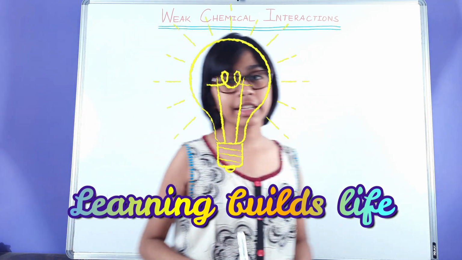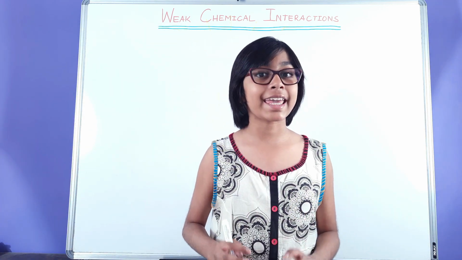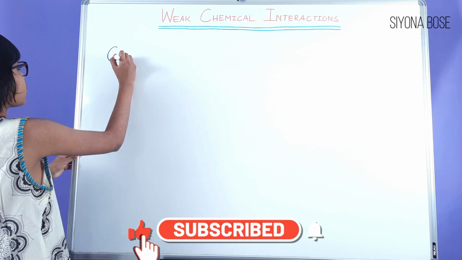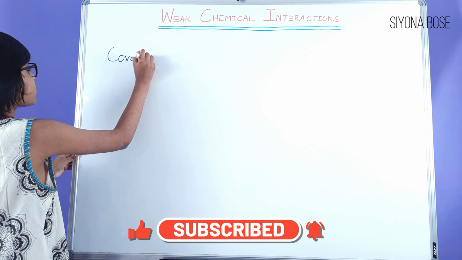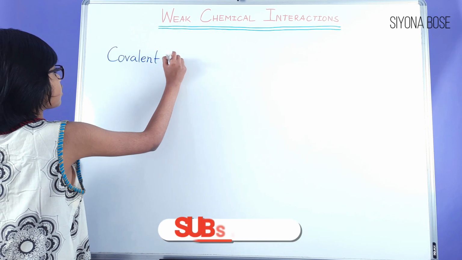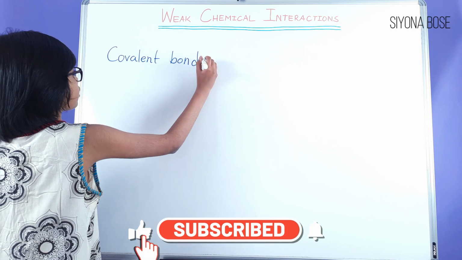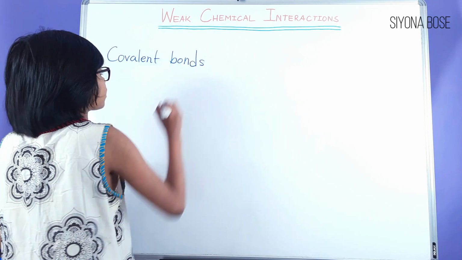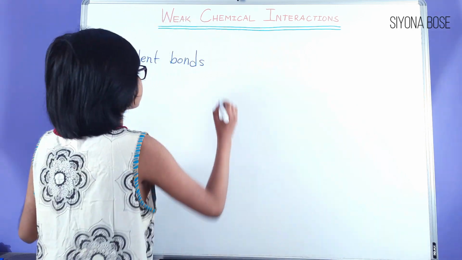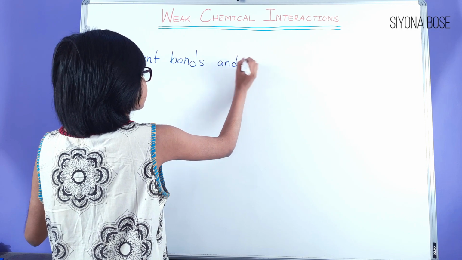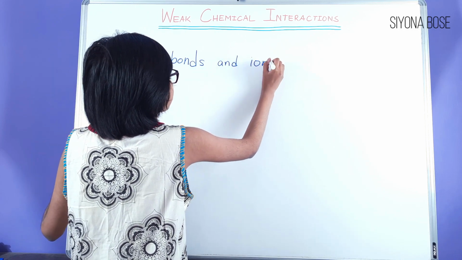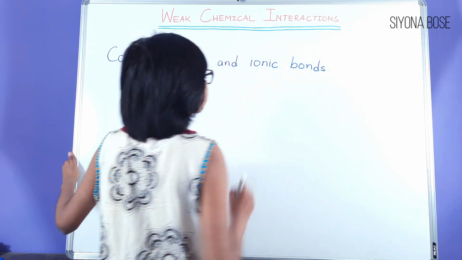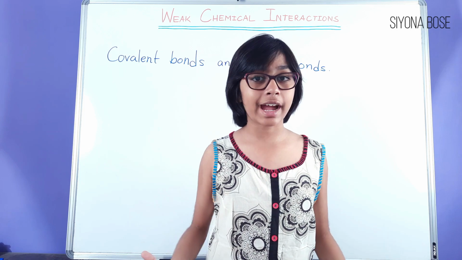Today we are going to talk about weak chemical interactions. Till now, we have learned about covalent bonds and ionic bonds. Then what are these weak chemical interactions?